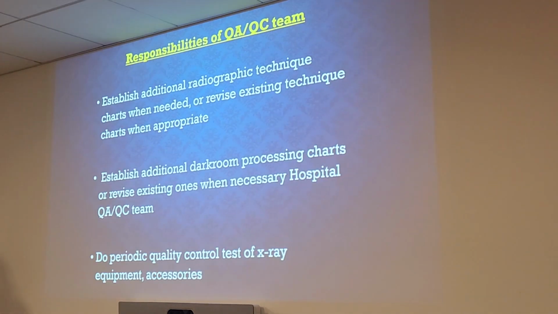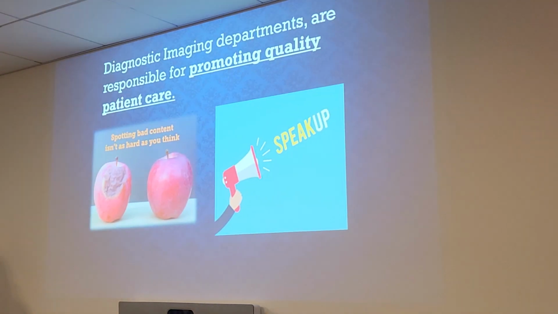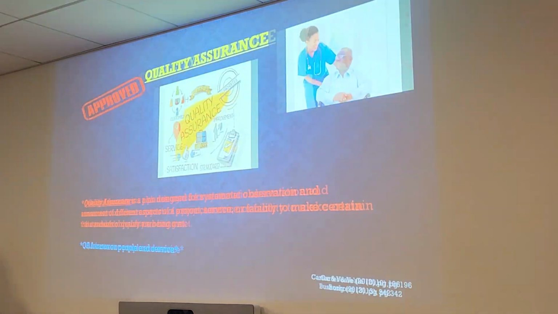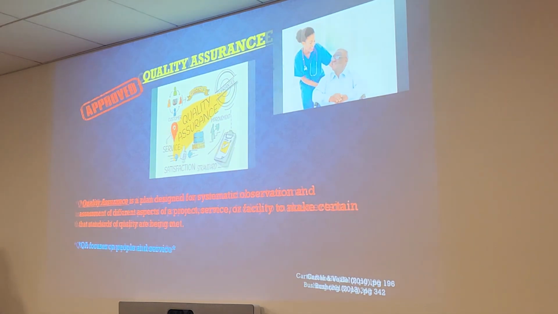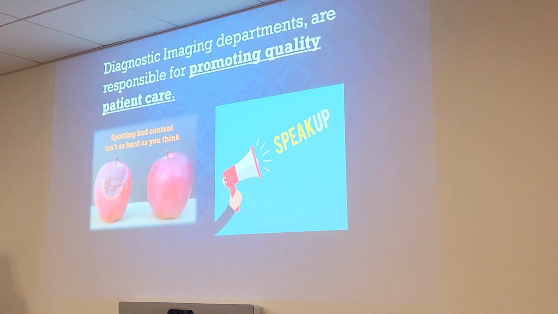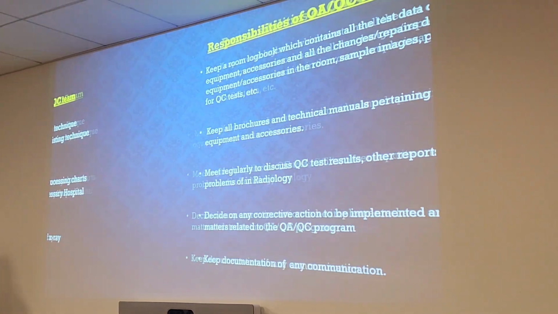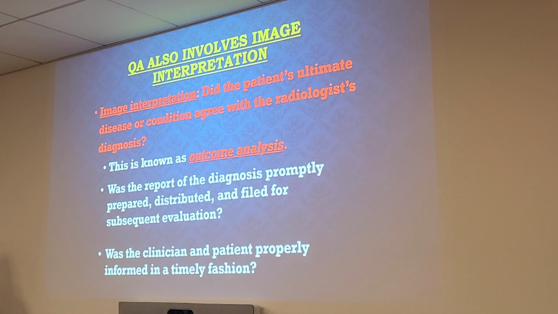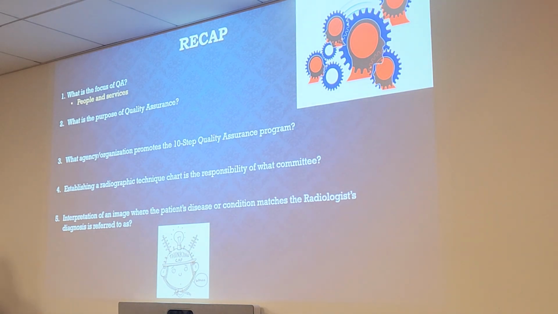Oh, you're going on too far. What that says at the bottom: people and services. That's all you need to know. Exam accuracy is on there. So again, what is the focus of QA? People and services. Alright.